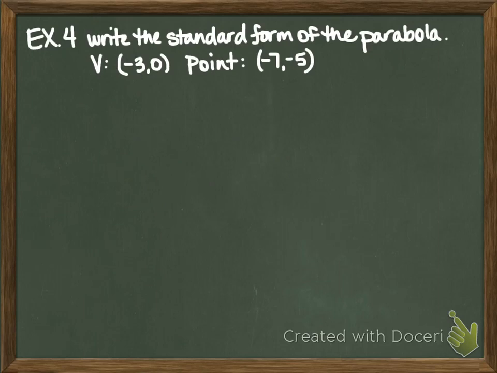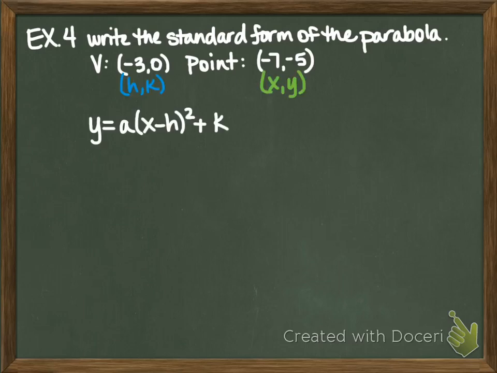Okay, last one, number 4. This one says to write the standard form of the parabola. So we're going to start the same way and do the same steps as number 3, but then we'll have a couple more steps to get it into standard form. Since we can't plug into standard form, we don't have an a, b, and c to plug into, we're going to start out the same way with our h, k and our x, y and plug into the vertex form. Okay, so we're going to plug all 4 of these into the equation.